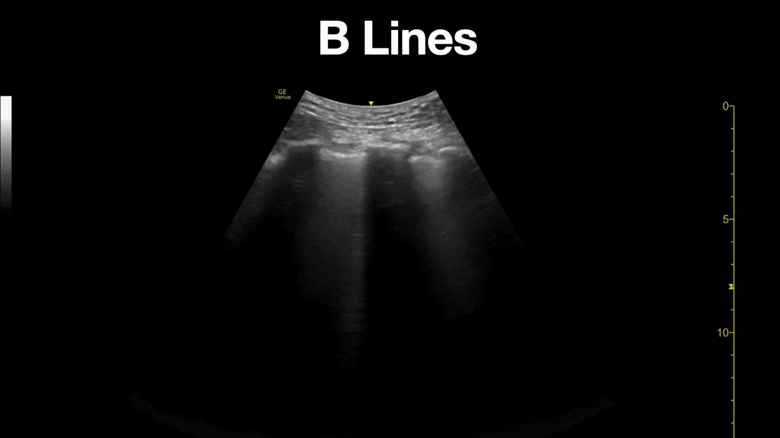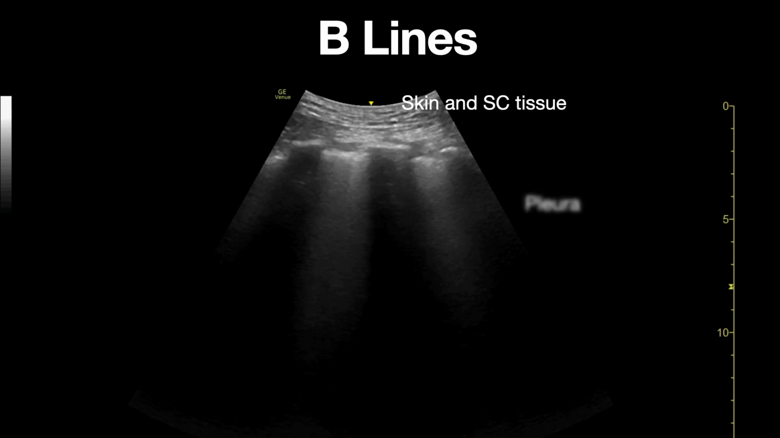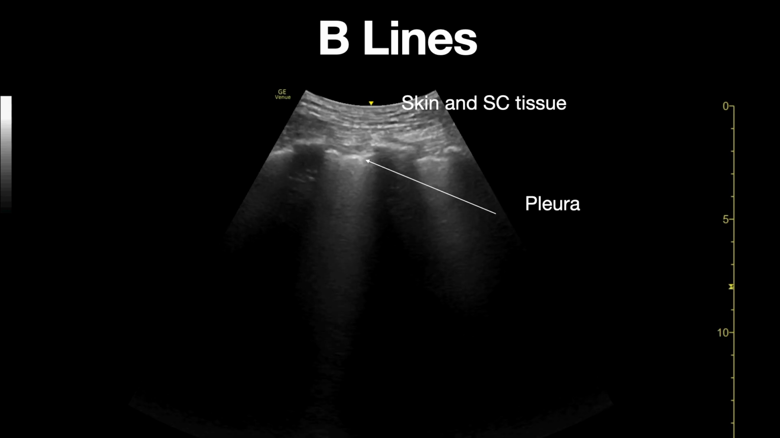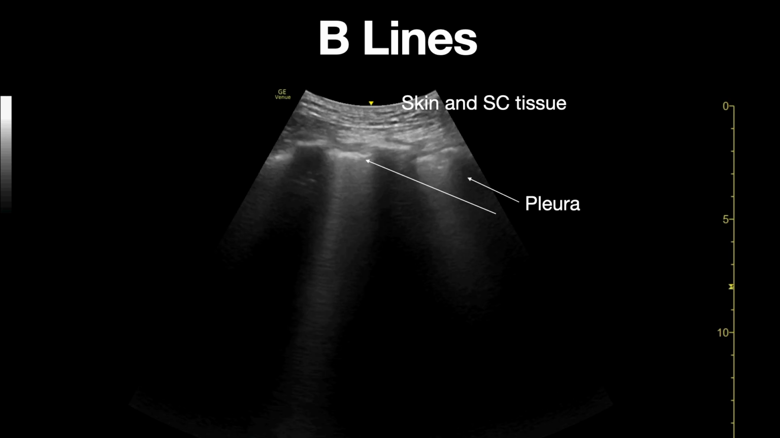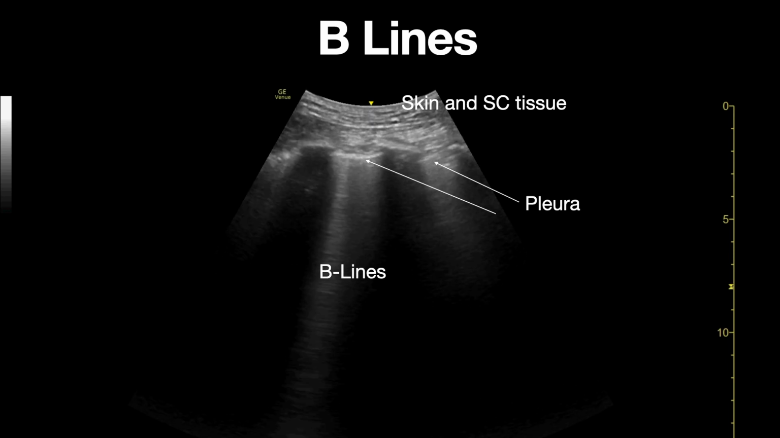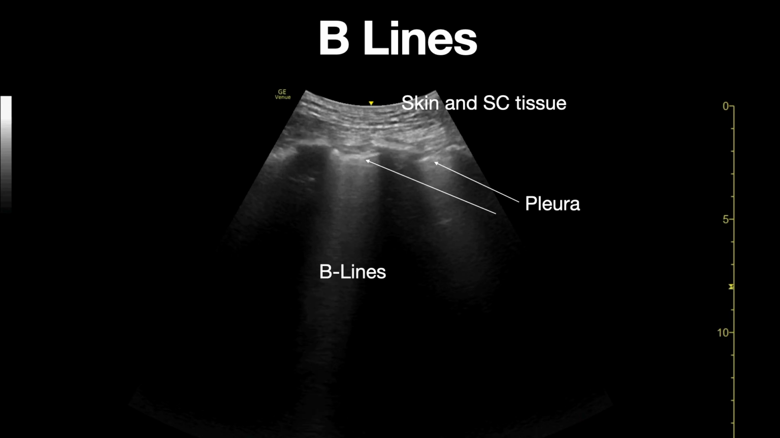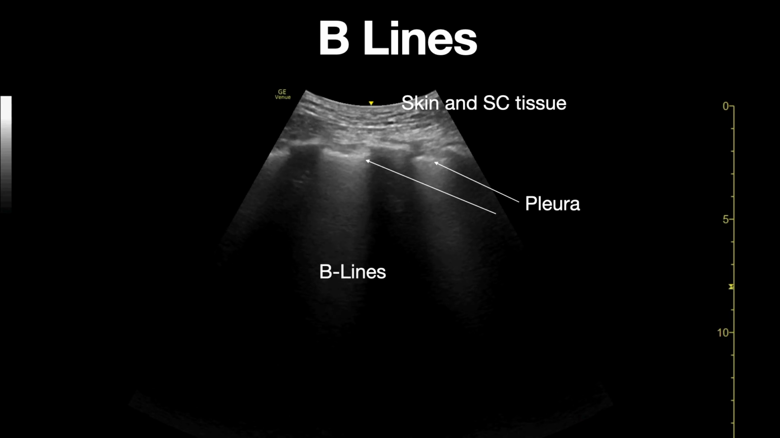Here we see a lung ultrasound obtained with a curvilinear array probe. Again, we see the skin and subcutaneous tissue. We see the pleura coming back and forth because of the respiration of the patient. Then we see the B lines. You can observe the vertical lines that are coming from the pleura back and forth. And in this case, we do not see A lines. So the B lines have erased all the A lines. This is an abnormal lung ultrasound.